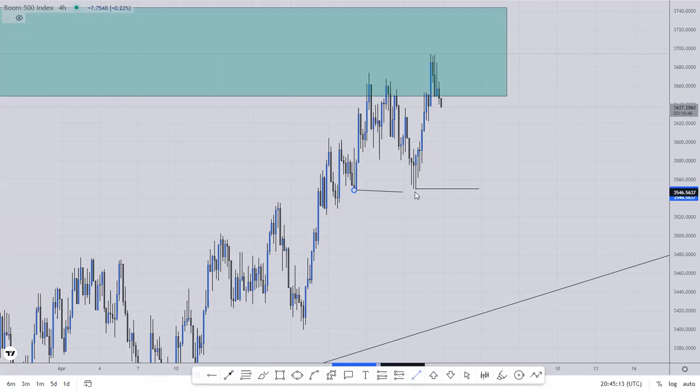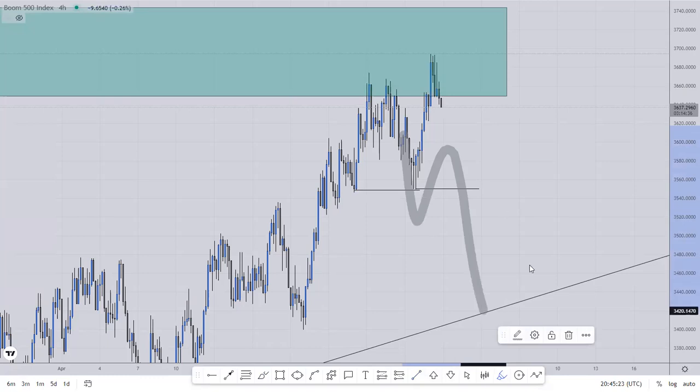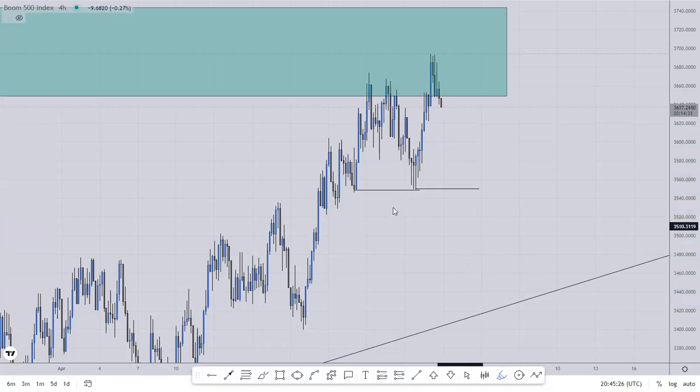So had this market broken this higher low here, we knew that our sales were going to continue. It was going to do something like this, continue, pull back, and continue selling forever. But it didn't happen.